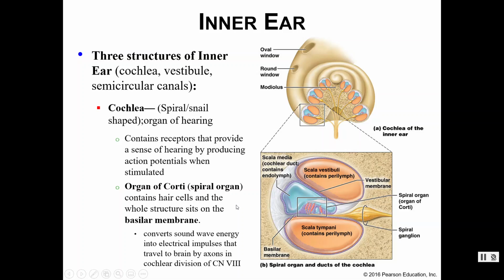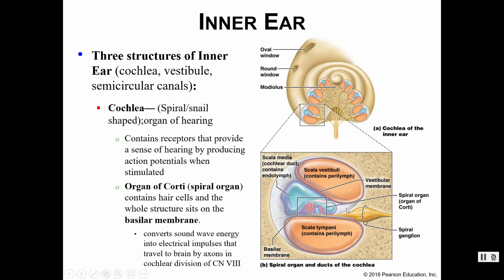Okay, that sit on a basilar membrane. So these are the hair cells that we're talking about. This is the basilar membrane. Okay, so here's what happens. These little hair cells are what convert the sound waves into electrical impulses, aka action potentials.